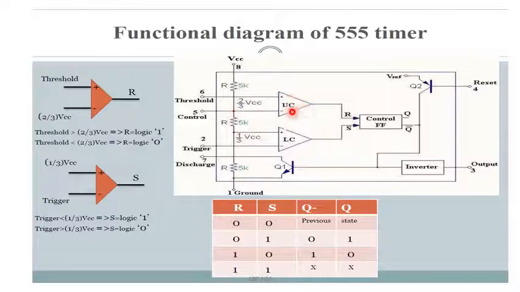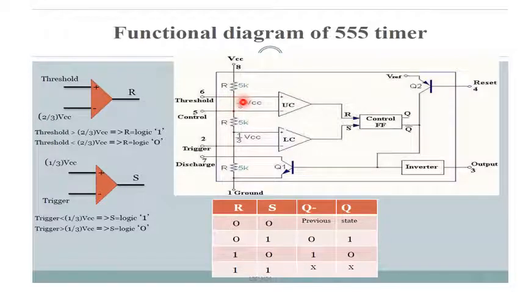Here you can observe the upper comparator. The positive terminal is the non-inverting terminal, and this is the inverting terminal. One input is threshold, the other one is control. And at this point we have the voltage 2 by 3 VCC. Now the working of this upper comparator has two conditions. The comparator compares the two voltages applied to the non-inverting input and the inverting input.